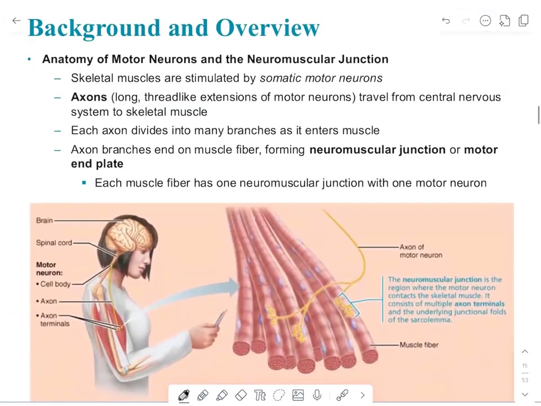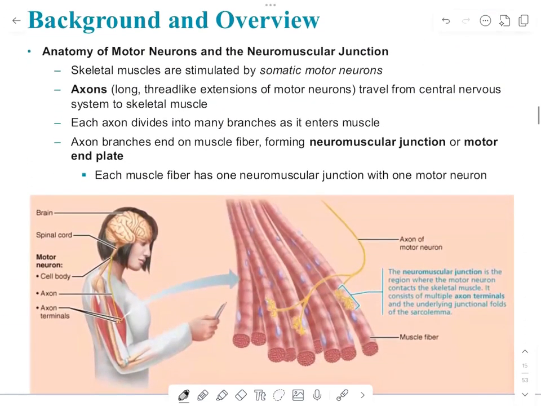Looking at the anatomy of this, for the big picture here, these neurons that specially control skeletal muscles are called motor neurons. Since that motor neuron is going to interact with the muscle fiber, the area where it interacts is called a neuromuscular junction. The neuromuscular junction is the region where the motor neuron contacts a skeletal muscle, and it consists of multiple axon terminals that interact at the sarcolemma.